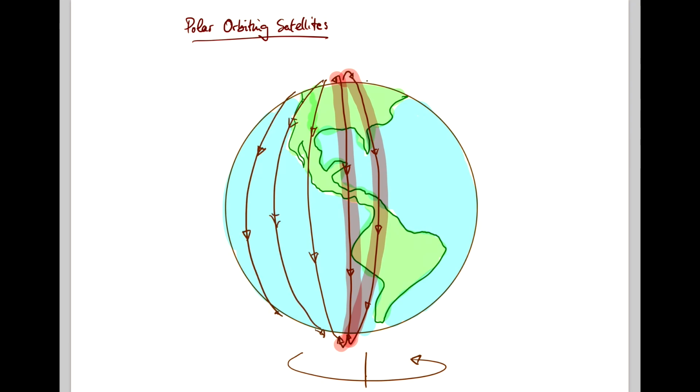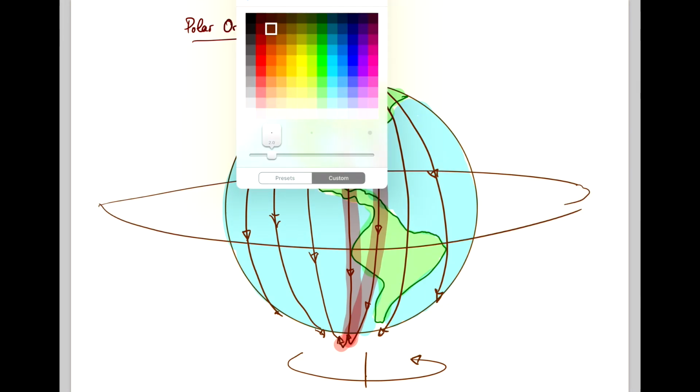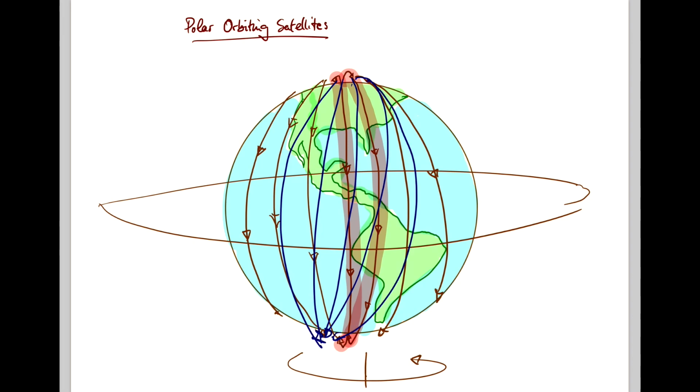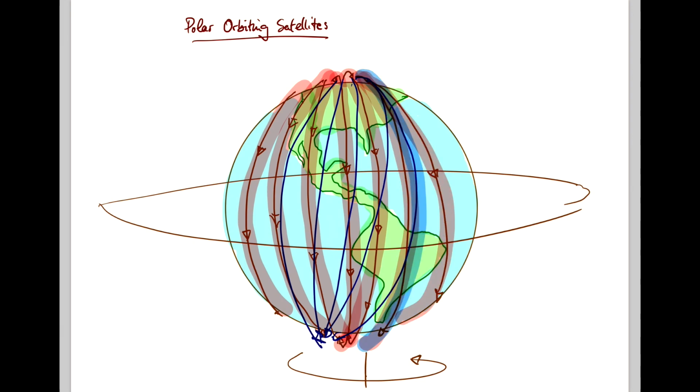And then it comes around again. And interestingly, since Earth is rotating at an angle, on every rotation, the meridional trajectories of our satellite are going to be slightly shifted. And as a result, you're covering over time all the different surface areas of the globe.